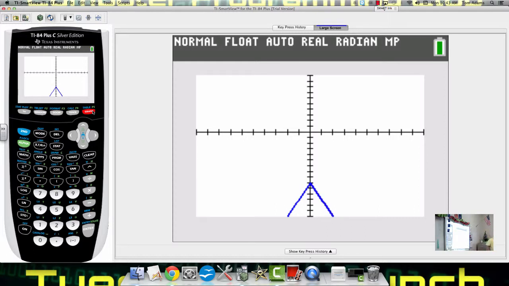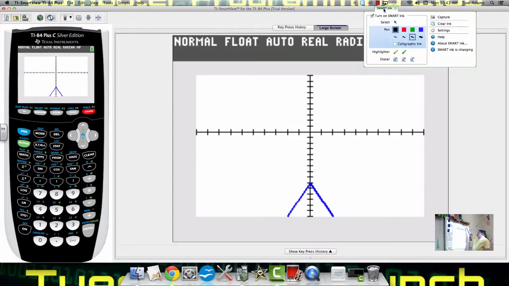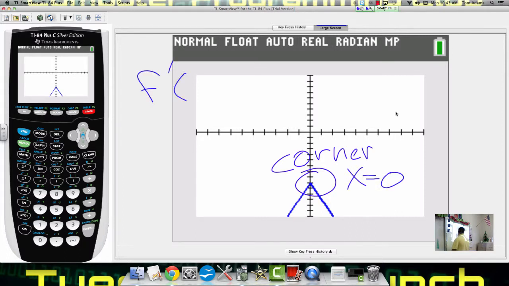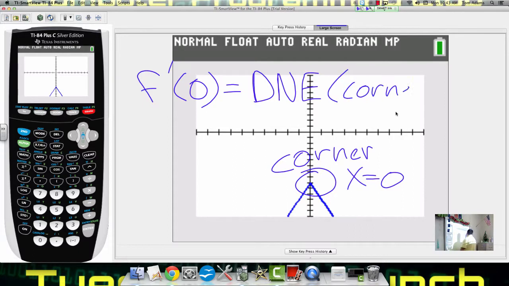Okay? And so the question that they asked us was, where is it that it's not differentiable? Well, basically what we could say is because of the corner here, where does this corner occur? When x equals 0. So what we would say is f prime of 0 does not exist because it's a corner. So whenever you see an absolute value function, wherever the corner or vertex occurs, what do we know about it? Not differentiable. That's it. That's all problem number 14 is trying to tell us.